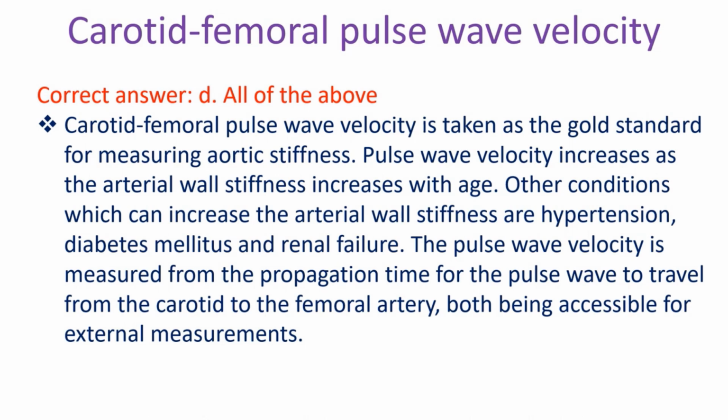Pulse wave velocity increases as the arterial wall stiffness increases with age. Other conditions which can increase the arterial wall stiffness are hypertension, diabetes mellitus, and renal failure. The pulse wave velocity is measured from the propagation time for the pulse wave to travel from the carotid to the femoral artery, both being accessible for external measurements.